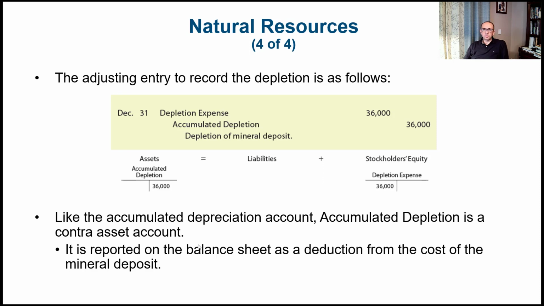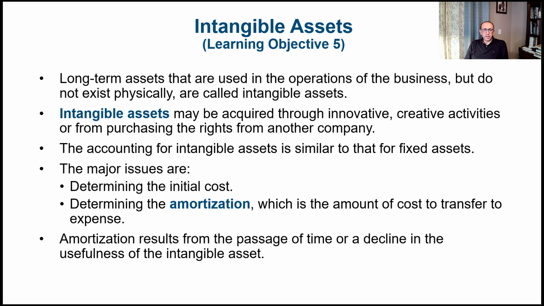Now let's talk about intangible assets. Long-term assets that are used in the operations of the business but do not exist physically are called intangible assets. So we like to call intangible assets assets that lack physical existence. They don't physically exist. Unlike property, plant, and equipment like a building, land, furniture, and equipment, which exist physically and which we call tangible assets, intangible assets are the assets that don't physically exist.